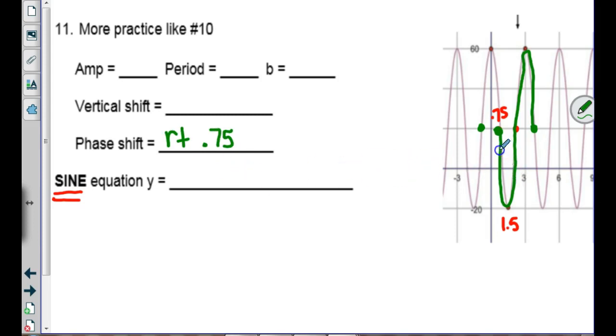All right, let's maybe label these then. 0.75, 1.5, 2.25, 3, we're adding 0.75, and 3.75. So how long is a period on this one? Yeah, and an easier way maybe to do that.